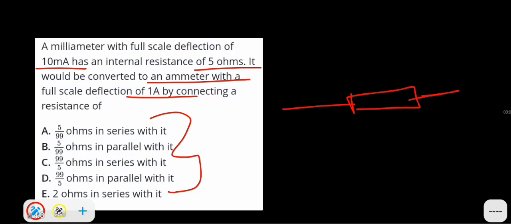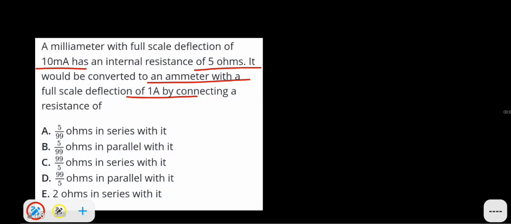This is an ammeter here, so everything you're talking about should be in parallel. Obviously, anything in series cannot be the answer, so option C cannot be the answer. Anything that has series cannot be the answer. These two cannot be the answer. So the answer is either B or D. Let's work it out. We are told that a milliammeter has a full scale deflection of 10 milliamperes. That means your Ig is 10 milliamperes.